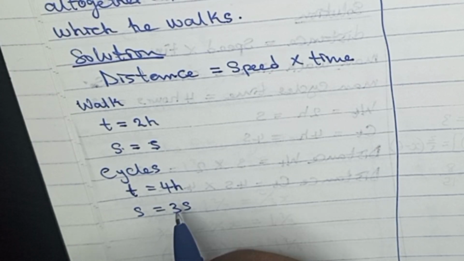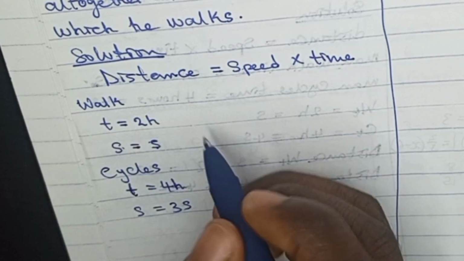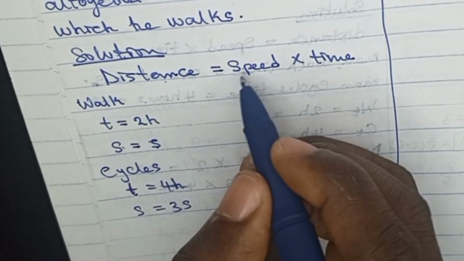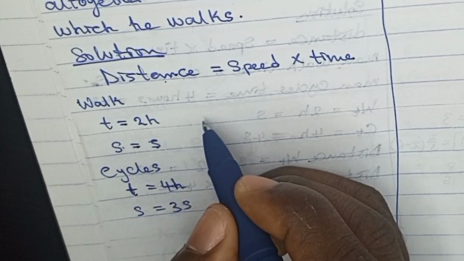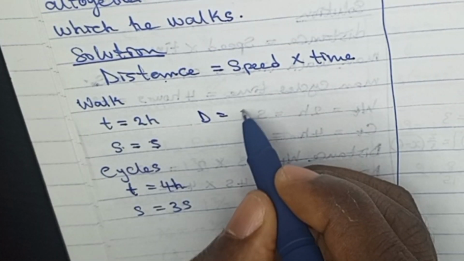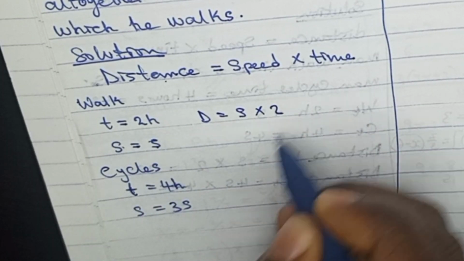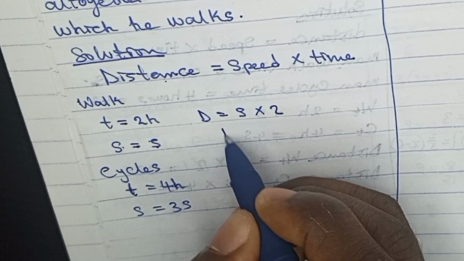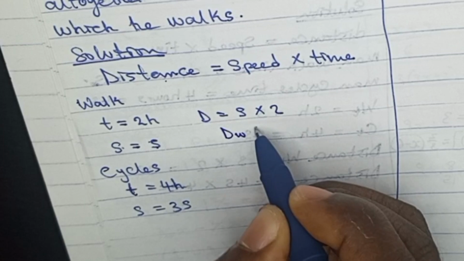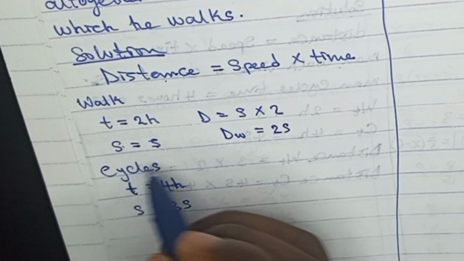So let's continue. From this formula, if we want to solve for walk, we know that distance for walk is equal to speed, what's our speed? S, times time, t. Our t is 2. So our d for walk is equal to 2 times s, which gives us 2s. So let's come for the cycle.